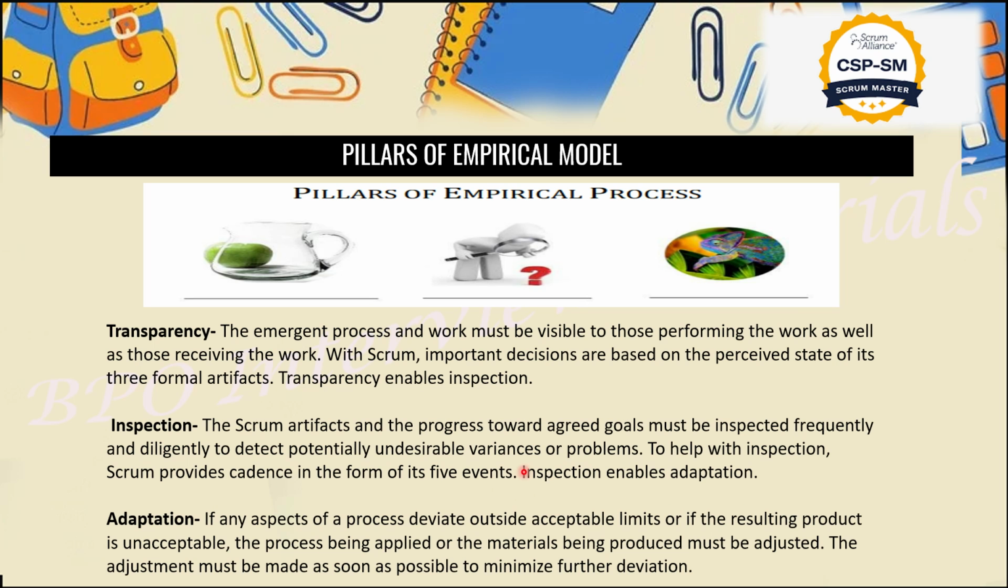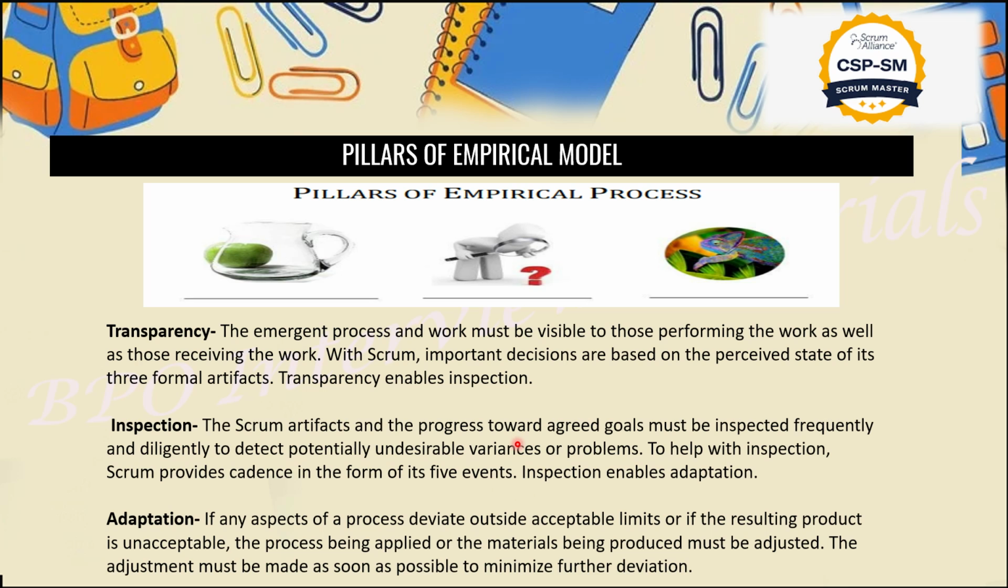So let's understand the empirical model in more detail. In the empirical model, there are three pillars, guys. To understand the framework of Scrum, the Scrum team and the Scrum Master, we should know all this process, like what is the empirical model and what is the defined process. If we don't understand these concepts in detail, we will definitely not understand Scrum accurately, I would say.